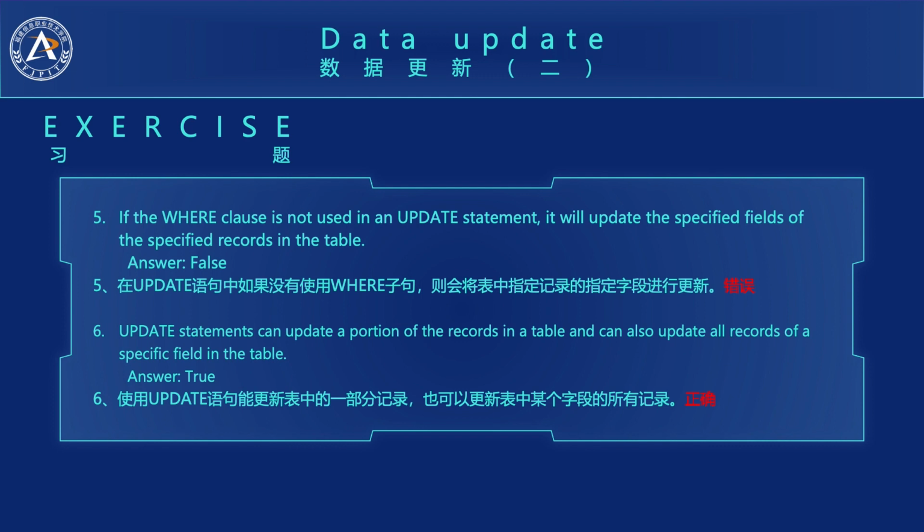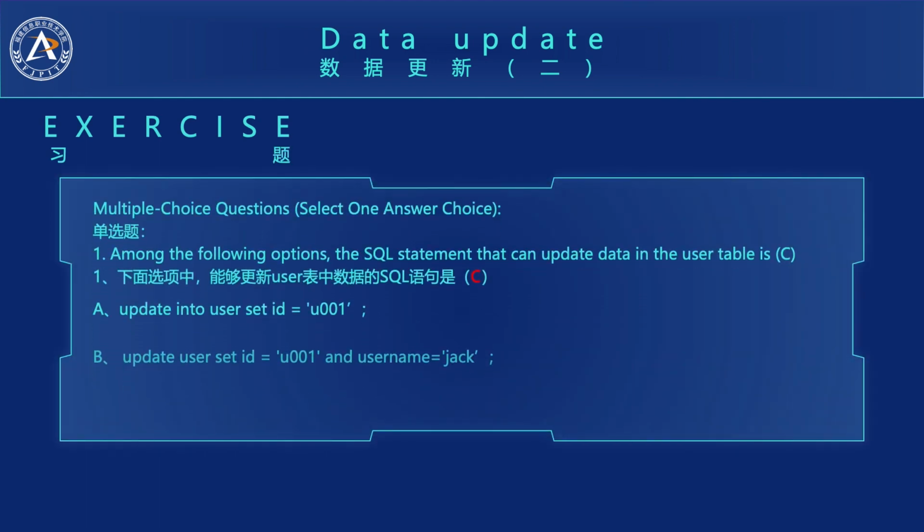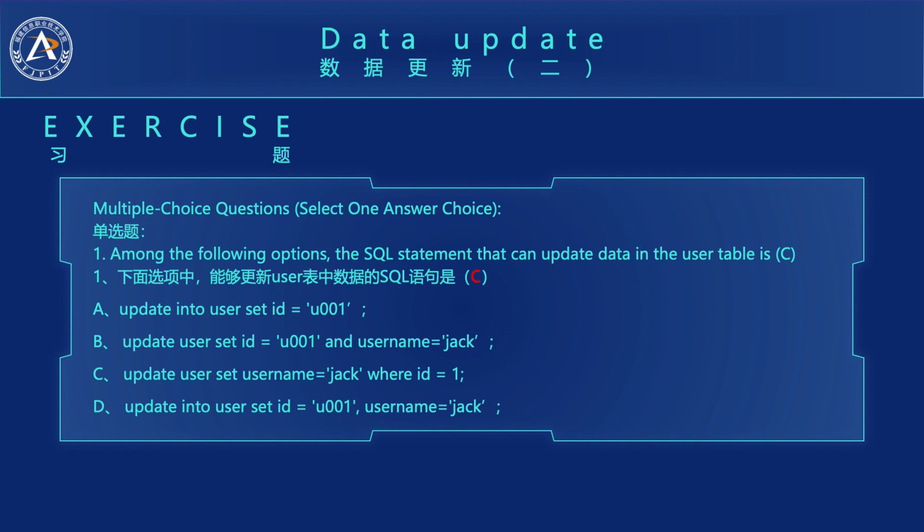Answer: true. Multiple choice questions. Select one answer choice. First, among the following options, the SQL statement that can update data in the user table is C. A. Update into user set ID equals U1. B. Update user set ID equals U1 and username equals Jack. C. Update user set username equals Jack where ID equals 1. D. Update into user set ID equals U1, username equals Jack.